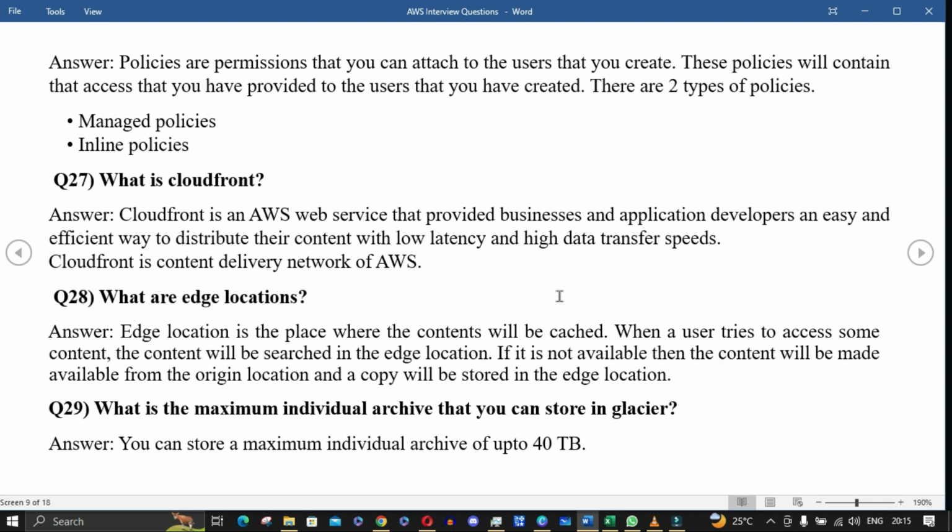What is the maximum individual archive that you can store in Glacier? You can store a maximum individual archive of up to 40 TB.